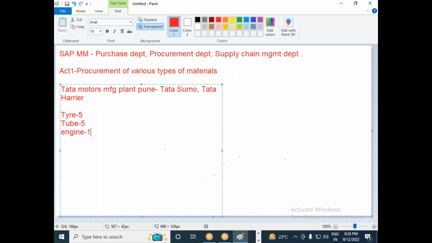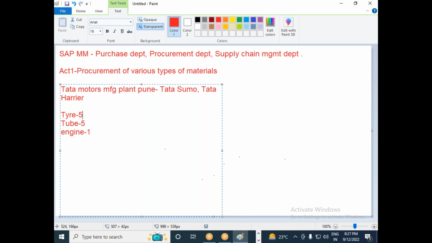But where will these people get the tire, tube or engine? Either they need to buy the raw material from the external suppliers. Let us say if they want to produce a tire in their Tata Motors plant, they need tar as a raw material, right? They will buy the tar from one of the oil companies and they will do some manufacturing processes on the tar and they will produce the tire.